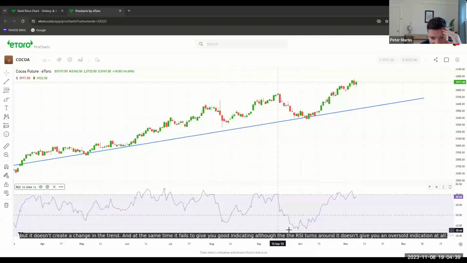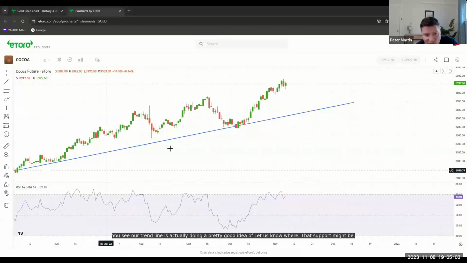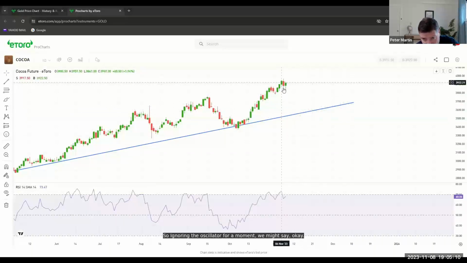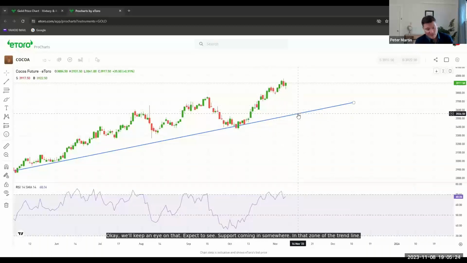At the same time, it fails to give you a good indication. Although the RSI turns around, it doesn't give you an oversold indication at all, even though price is meeting these support levels. So your trend line is actually more useful when it comes to support. It's doing a pretty good job of letting us know where that support might be. So ignoring the oscillator for a moment, there's no indication so far that this trend is running out of steam, and we might expect to see support coming in somewhere in the zone of the trend line.